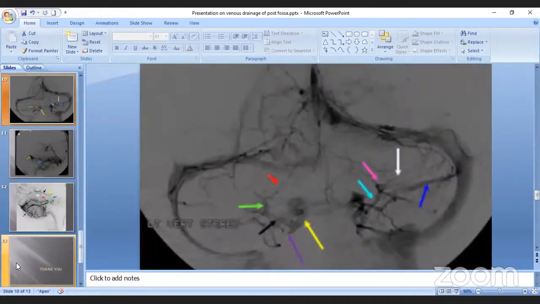And talking about the petrosal sinuses, this is the superior petrosal sinus. It drains into the sigmoid sinus, and anteriorly the anterior petrosal sinus drains into the cavernous sinus.